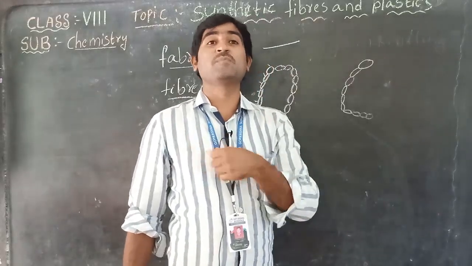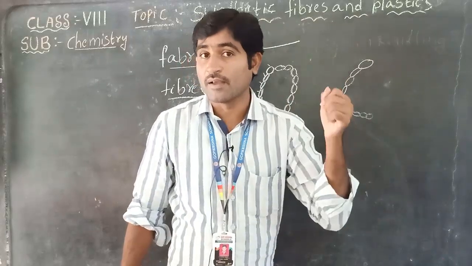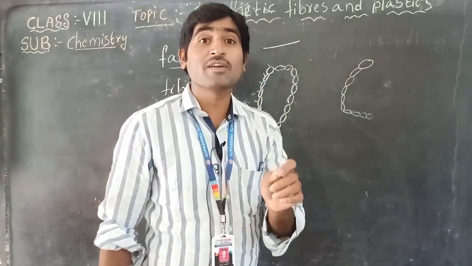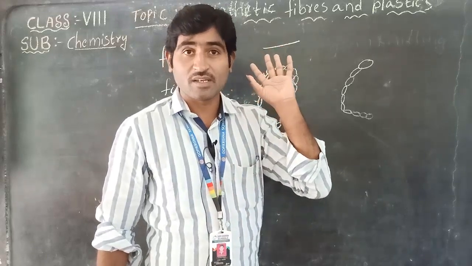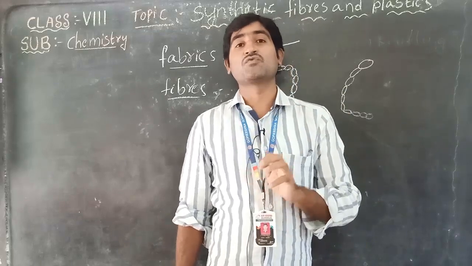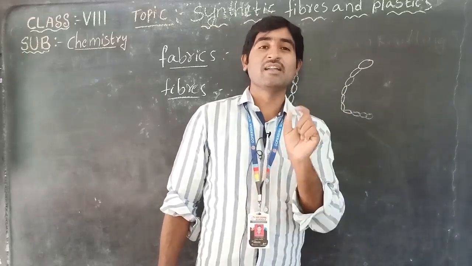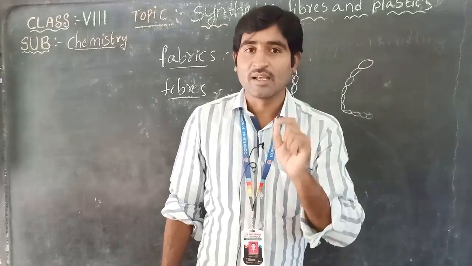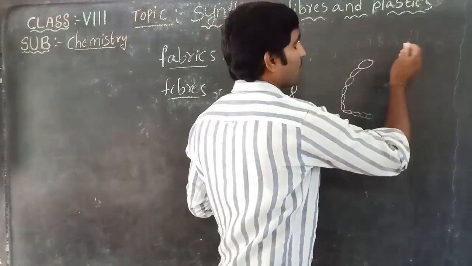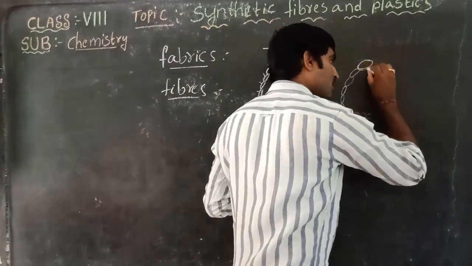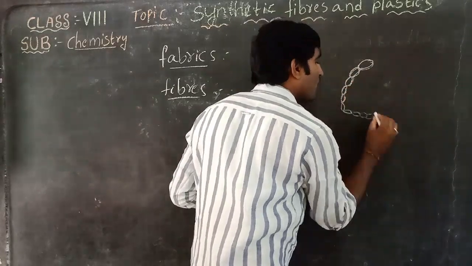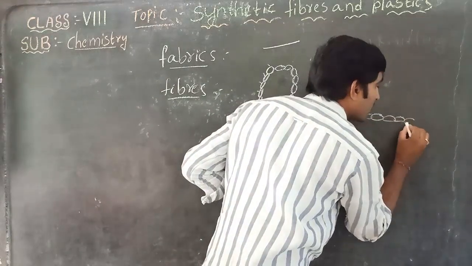What are the similarities between this necklace and synthetic fibers? Synthetic fiber is also a long chain. Synthetic fiber is formed by the joining of small units. Here small unit means chemical substance. In the making of synthetic fibers also, small units are joined together. They form one long chain.